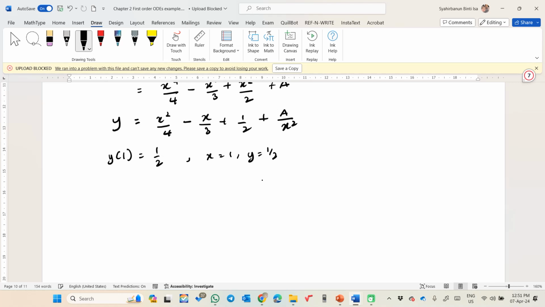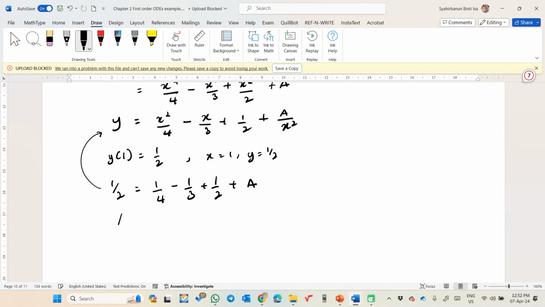We substitute x and y into the general solution. This is the general solution because we have a constant. So we need to find the particular solution specific for the condition given. So y is 1 over 2, equal x is 1, so 1 squared is 1 over 4, minus 1 over 3, plus 1 over 2, plus a over 1 is a.